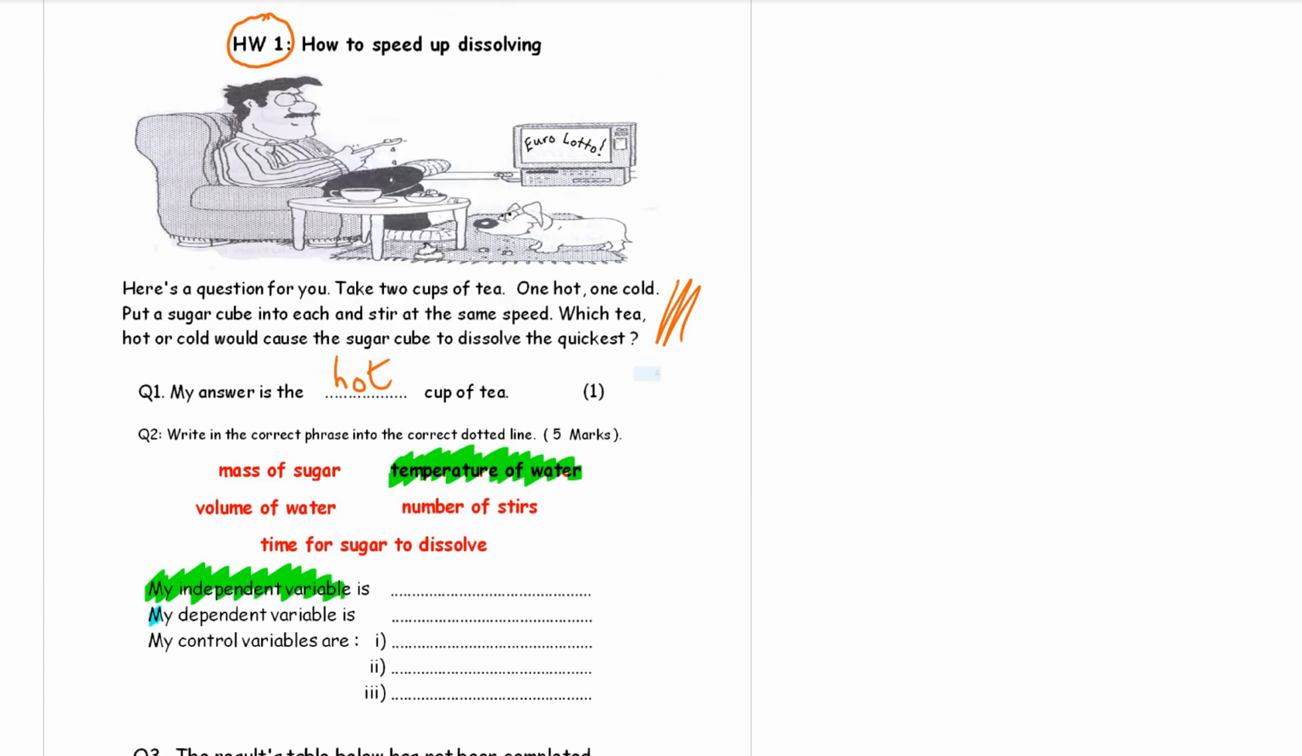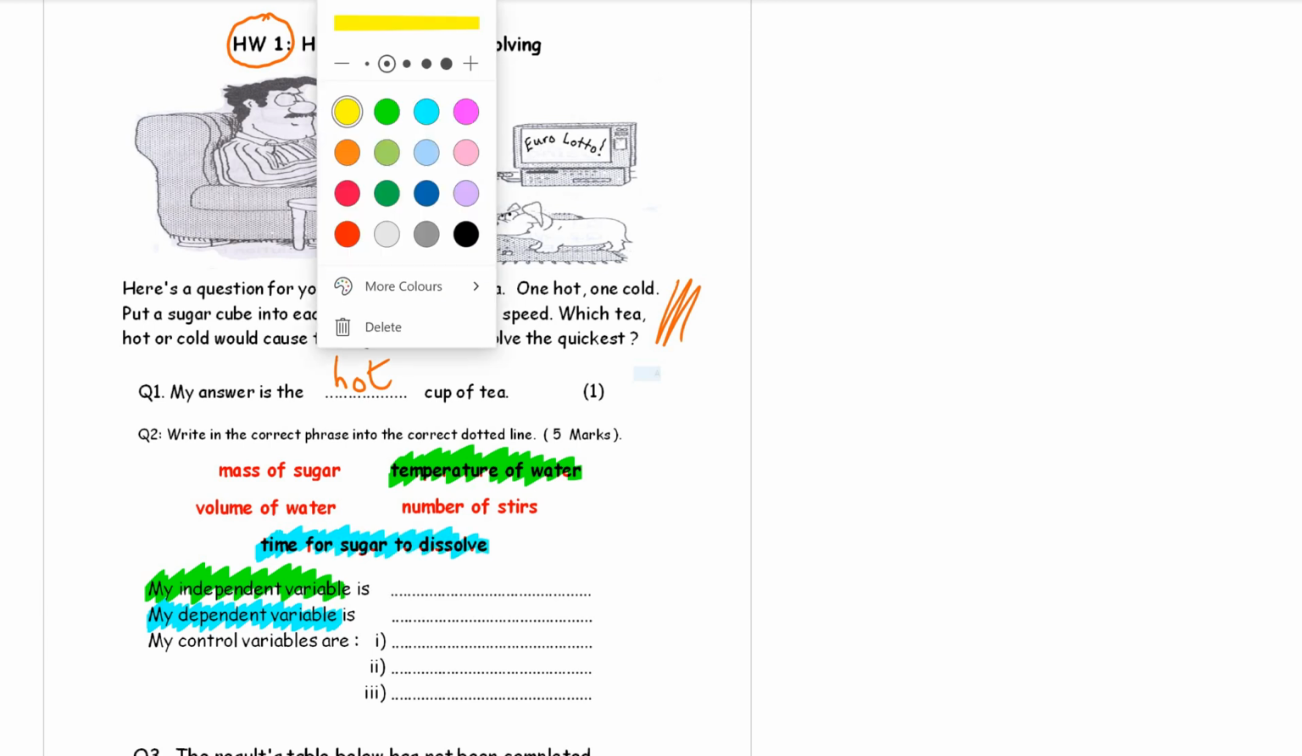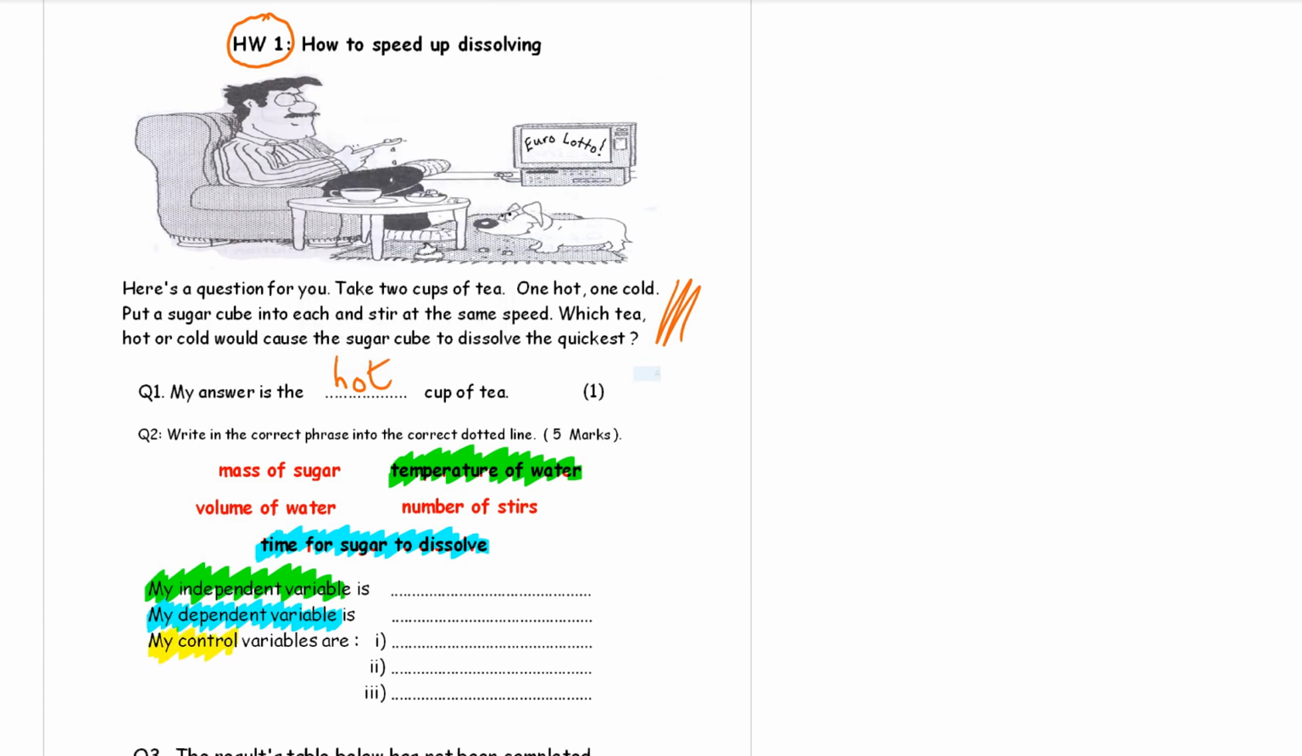What's my dependent variable? What are we going to measure? Well, we're looking at which cube dissolves the quickest. The time for the sugar to dissolve. And then finally, some control variables. Things that we had to keep the same in order for the test to be valid.